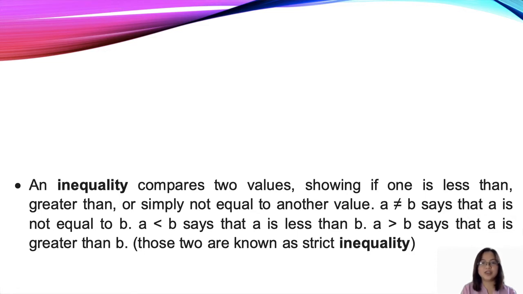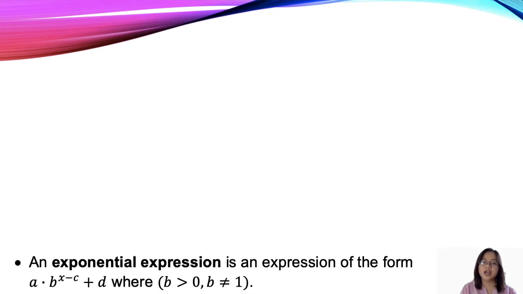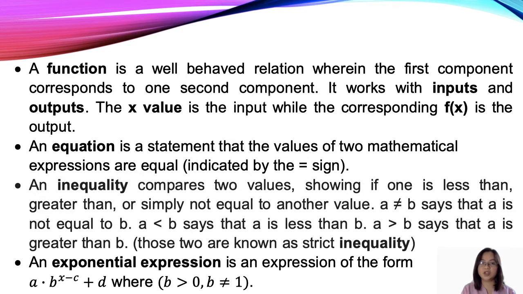And the last one, the thing that will bind them together, is what we call the exponential expression. An exponential expression is an expression of the form a times b to the x minus c plus d, where the base is greater than 0 and could never be equal to 1. Take a look at the x. It's at the exponent. So these are the four things that you should remember, and also their forms.